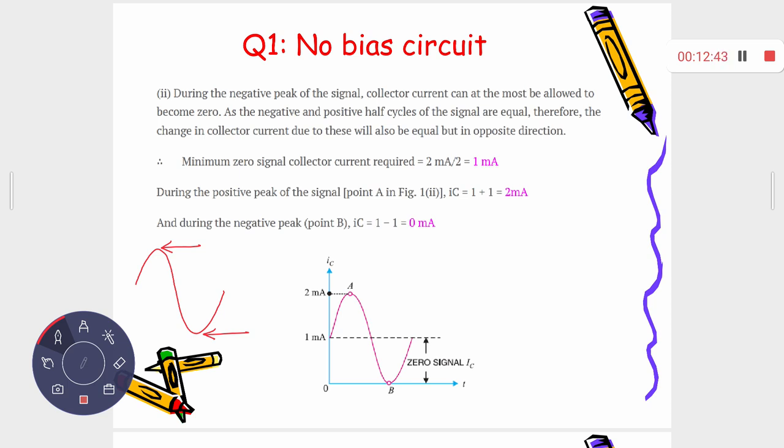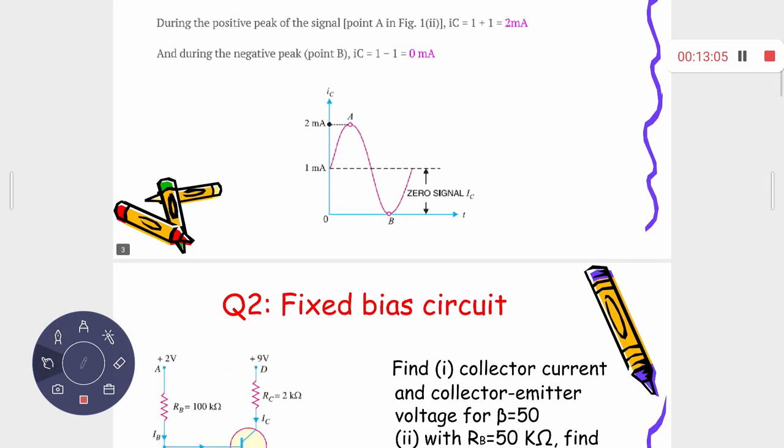Now that 1 milliampere can be provided from outside if I provide a bias. Otherwise, your signal itself consists of that DC level. It must ride on a non-zero DC level. This is the zero bias case or no bias case.